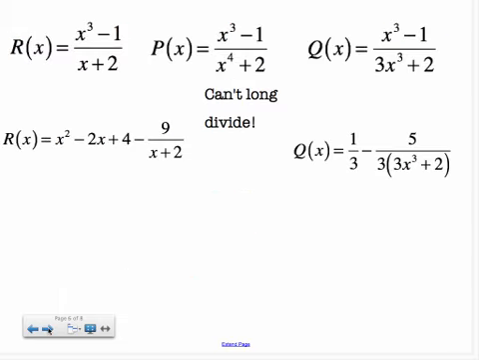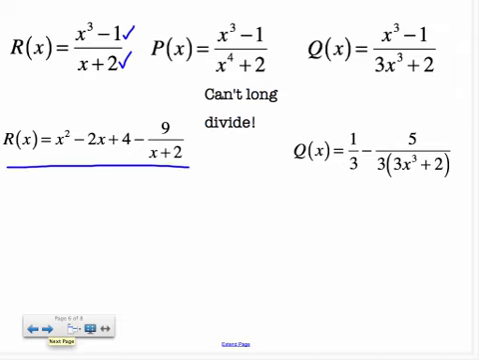So these were our three functions that we looked at, R, P, and Q, and we've done long division. You can check this later if you want, but I saved us the time of actually doing the long division. If we divide x cubed minus 1 by x plus 2, we end up with this answer down here.